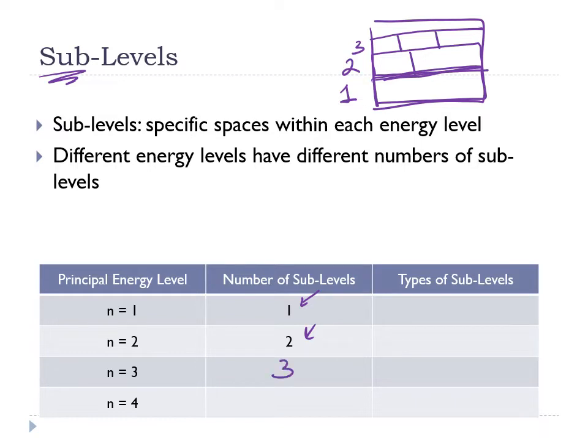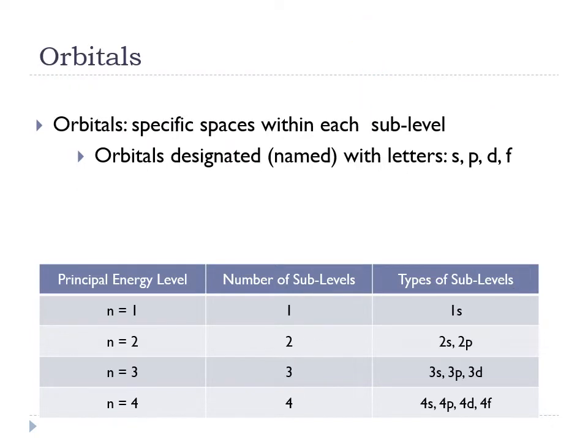There are 3 sublevels in energy level number 3. And I bet you guessed the pattern. In energy level number 4, there are 4 sublevels. Imagine that on the 4th floor of this apartment building, there are 1, 2, 3, 4 apartments. But they're not all the same. So we have some different kinds of sublevels in this apartment. Our sublevels are designated by letters. So these different kinds of sublevels are S's, P's, D's, and F's.